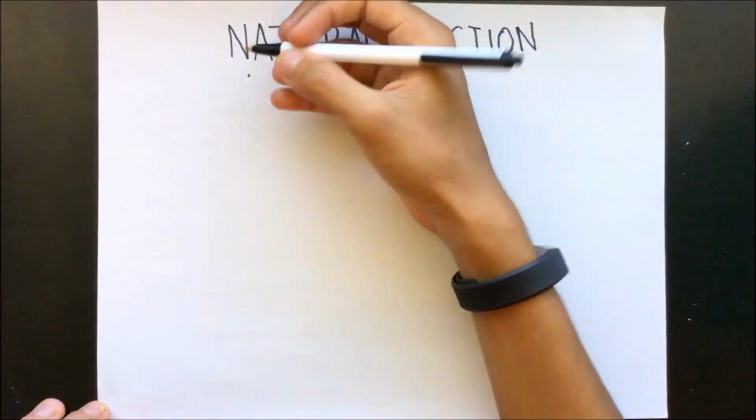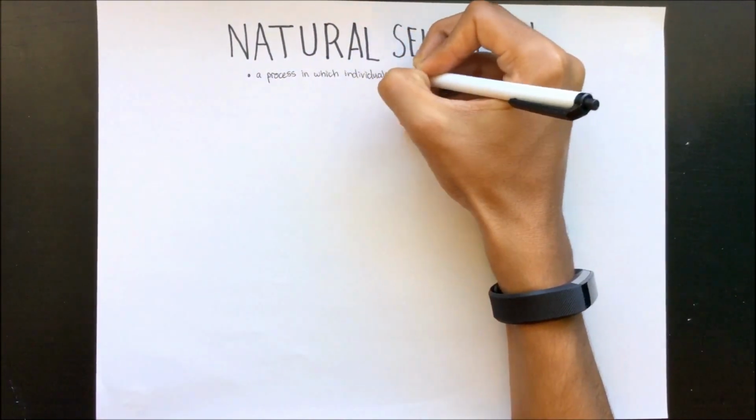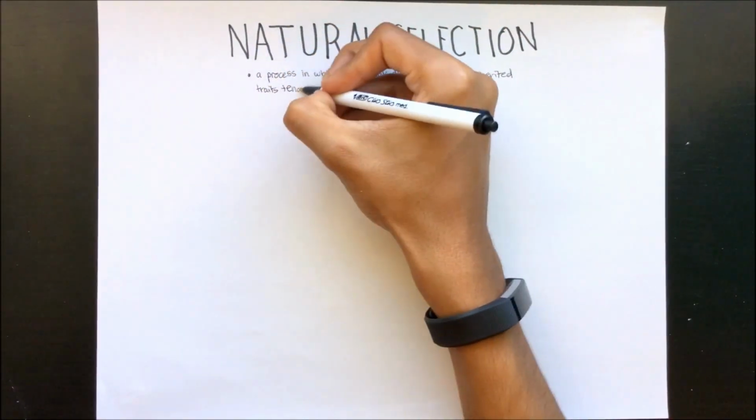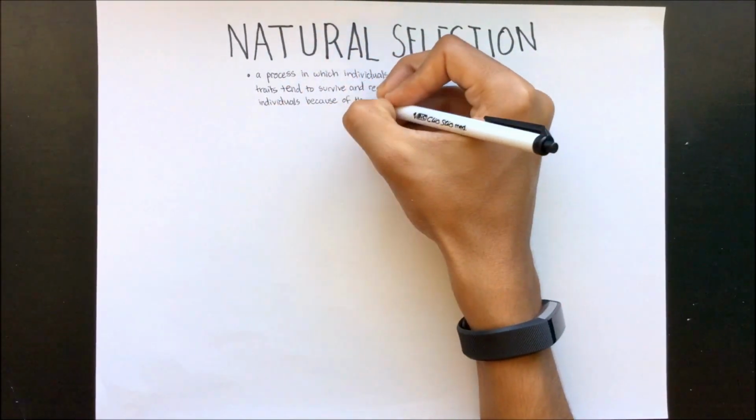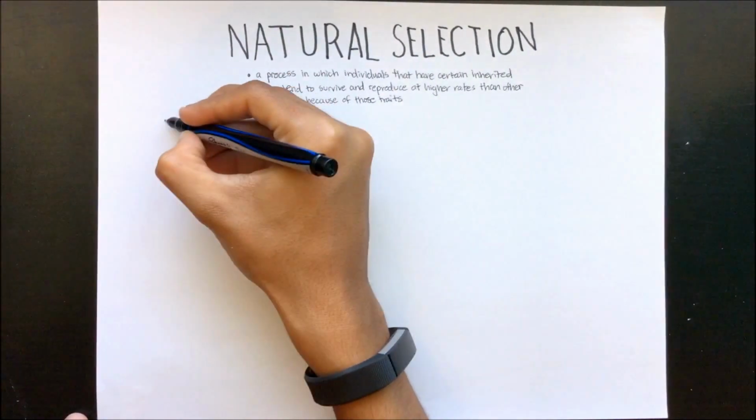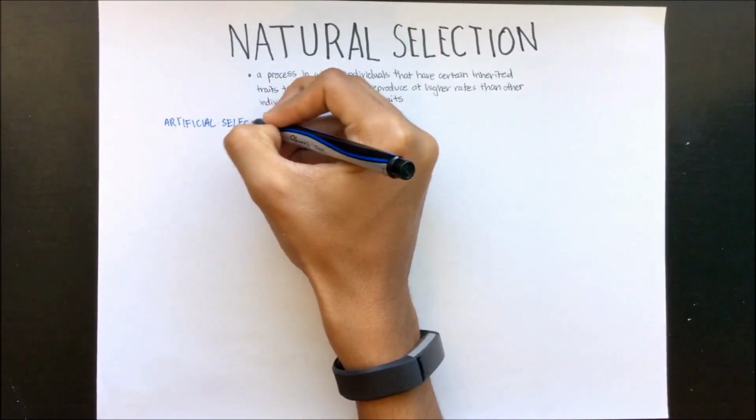Let's explore Darwin's theory of natural selection. Natural selection is a process in which individuals that have certain traits tend to survive and reproduce at higher rates than other individuals because of those traits. To understand natural selection, we should first look at artificial selection.